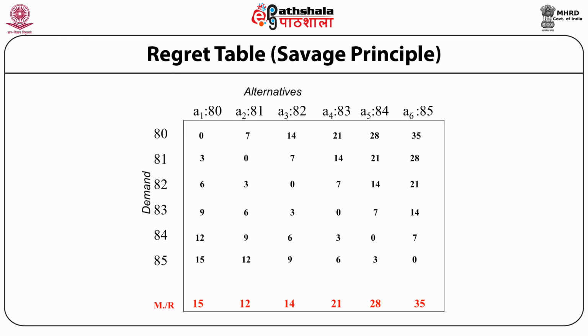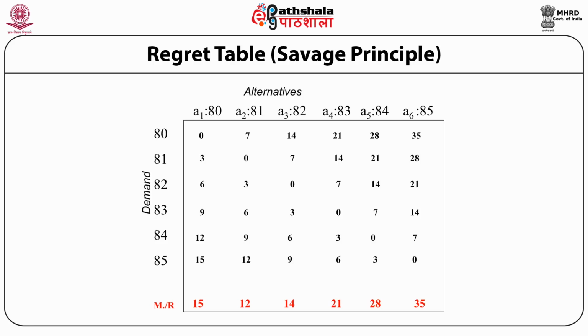So in this slide we can see that we have prepared the opportunity loss or regrets for every alternative in view of the different possible outcomes, and then we have calculated the maximum regrets corresponding to every strategy. For strategy A1, maximum regret is 15. For strategy A2, it is 12. For strategy A3, it is 14. For strategy A4, it is 21. And finally, for strategy A6, it is 35.